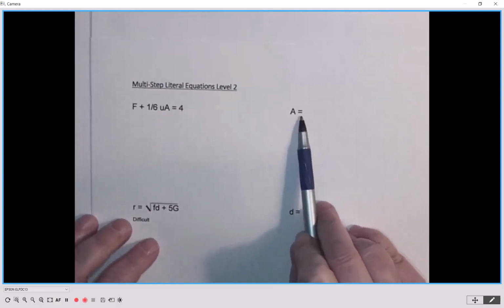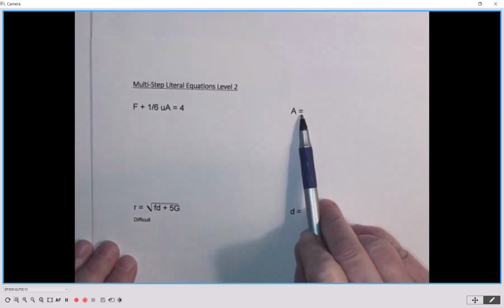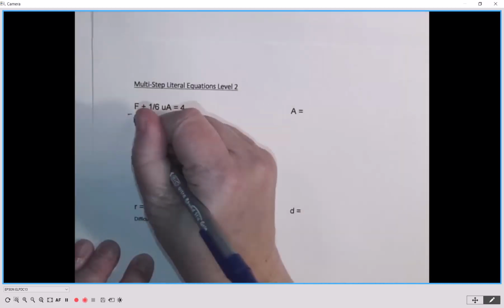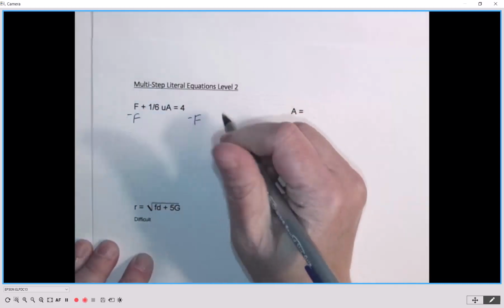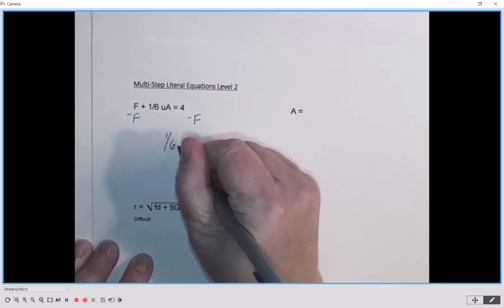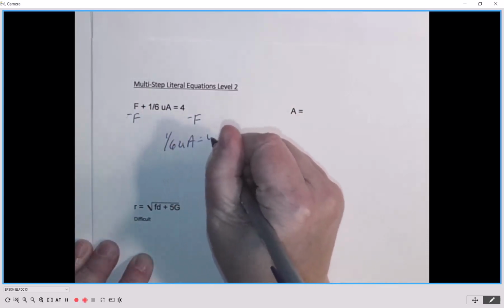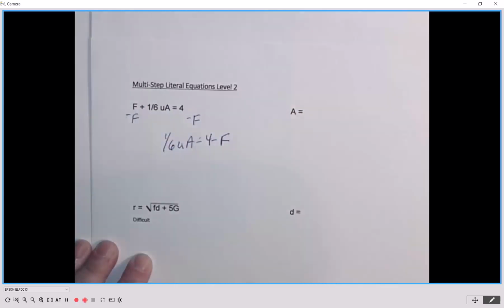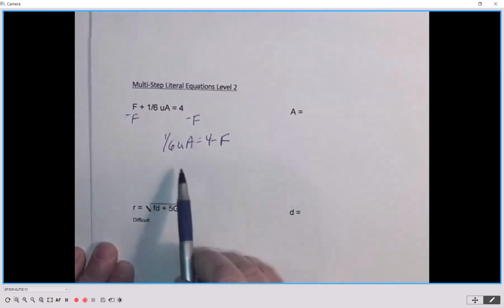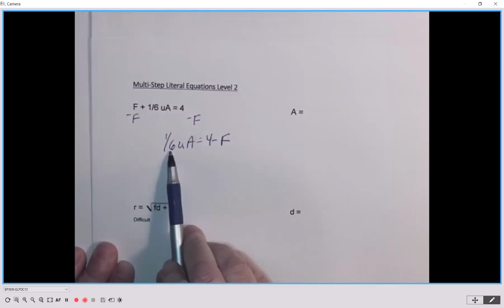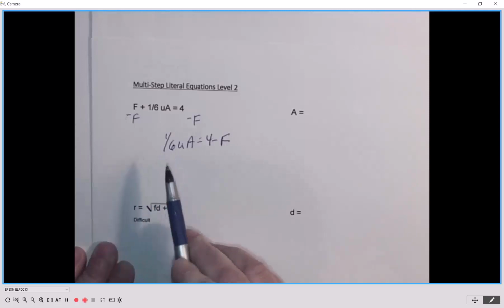All right, so this one we're trying to find the capital A. I'm going to do the first thing where I minus f on both sides. So this becomes 1/6 UA is equal to 4 minus f. I don't like the fractions, so that's going to be my next step to eliminate it.